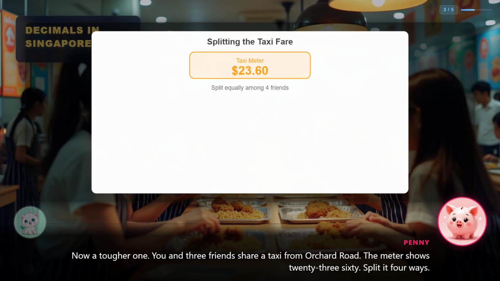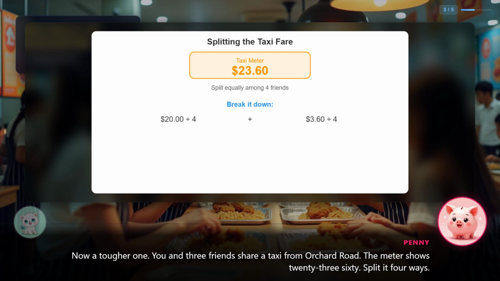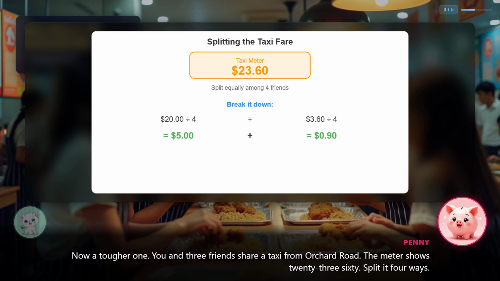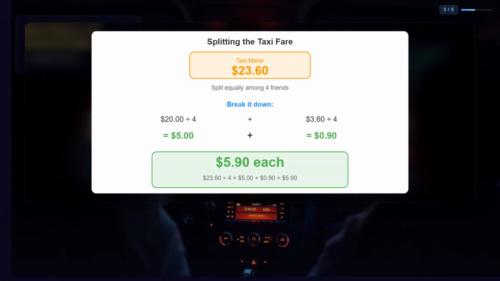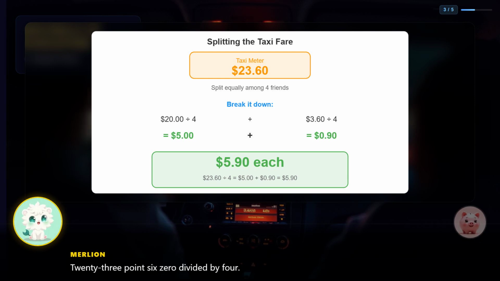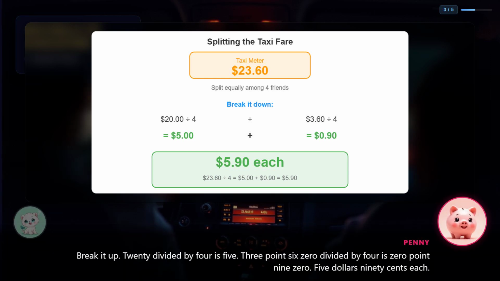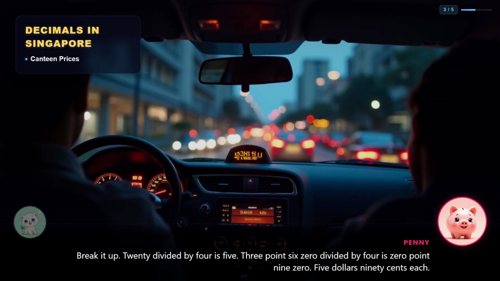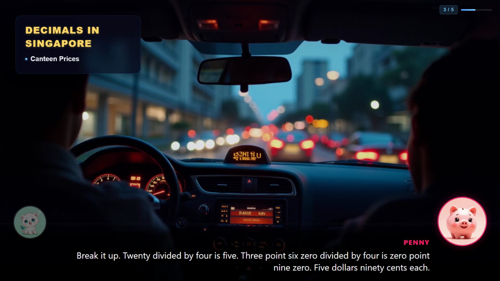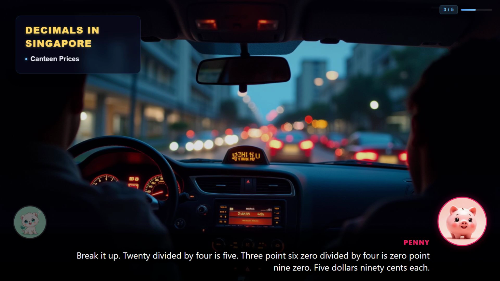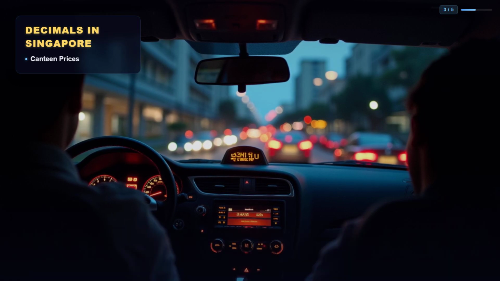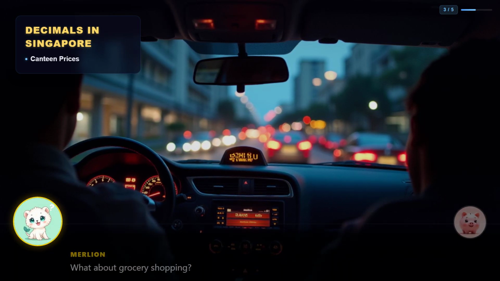Now a tougher one. You and 3 friends share a taxi from Orchard Road. The meter shows $23.60. Split it 4 ways. 23.60 divided by 4. Break it up. 20 divided by 4 is 5. 3.60 divided by 4 is 0.90. $5.90 each.